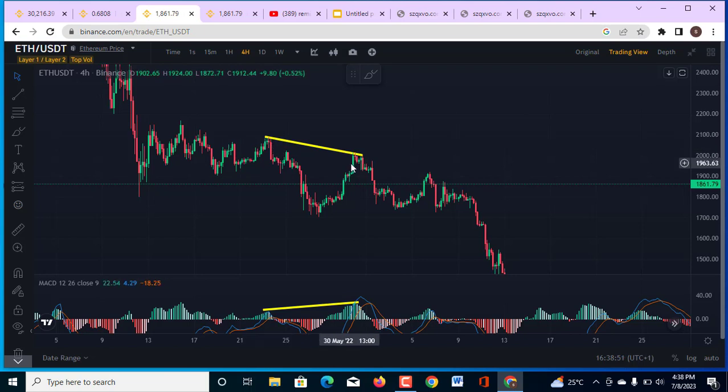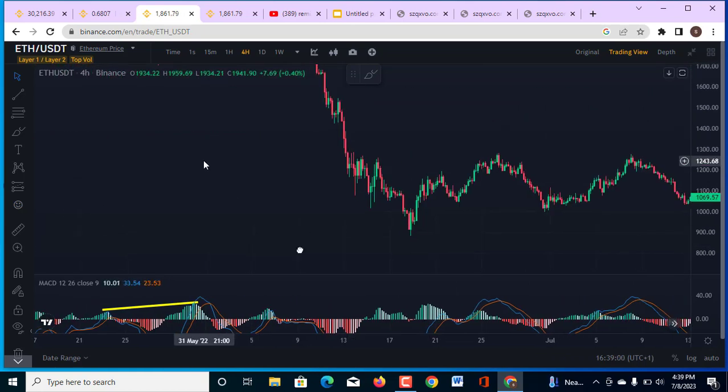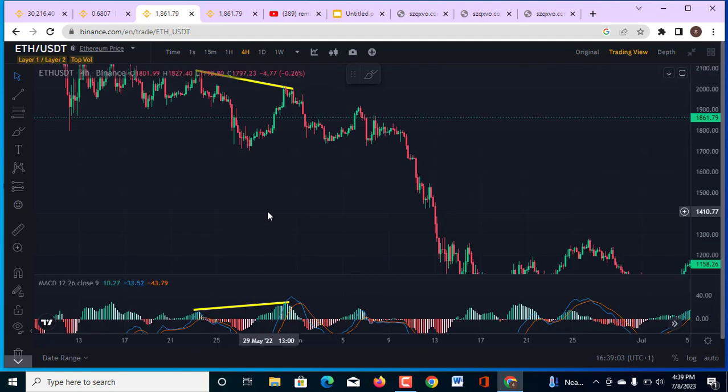So if you look at this area to this point, there is a divergence on the chart and then on the indicator, and the market continued back to the downside. This is a bearish continuation divergence that appeared on the lower time frame.